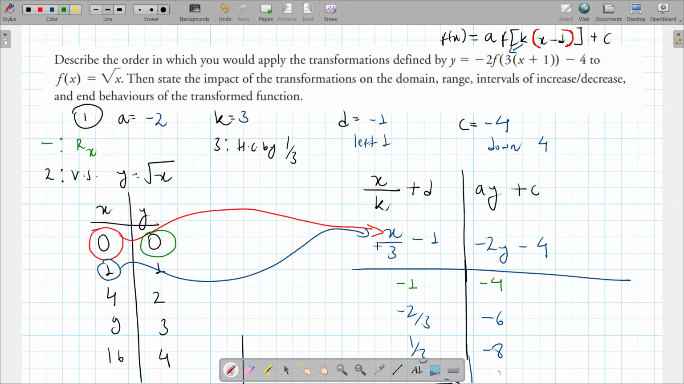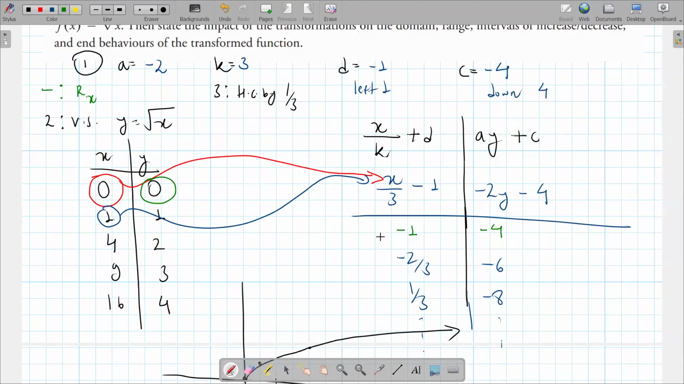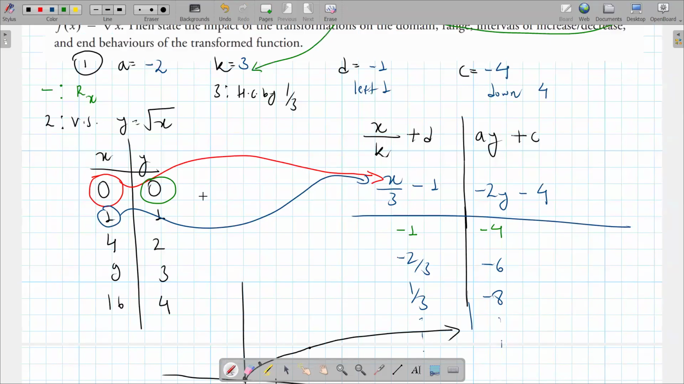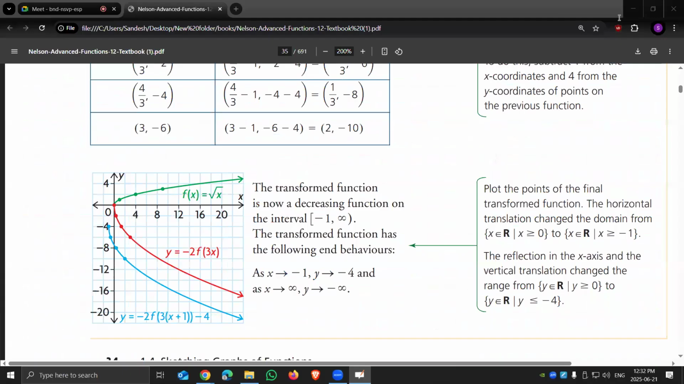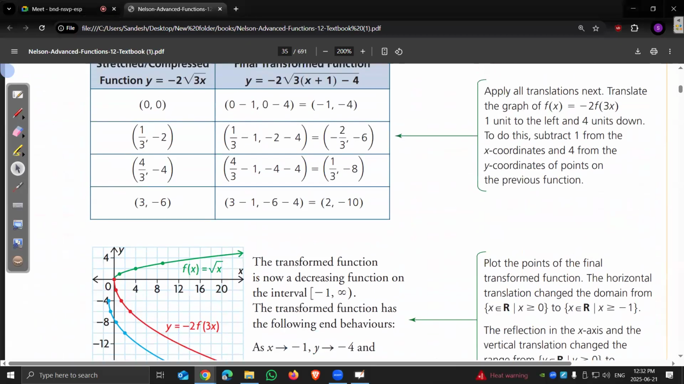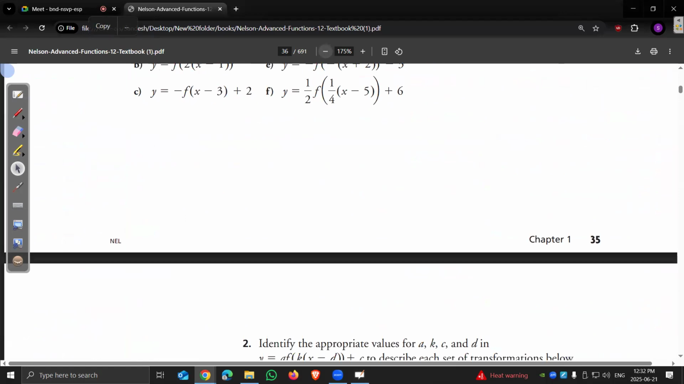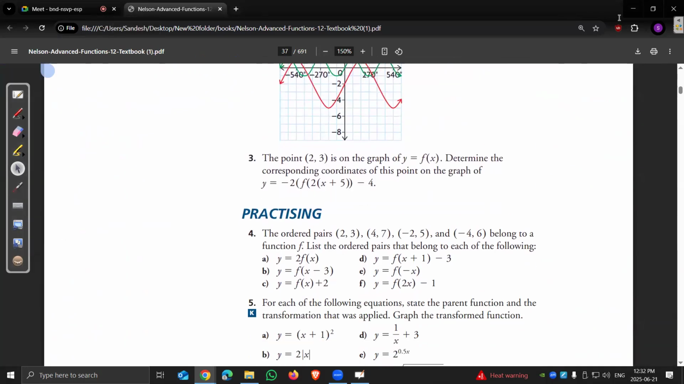Did that make sense? So transformations, the steps: make sure it's in the right format to see your AKDC. Once you have your AKDC, it's just a matter of creating 2 tables. The first table is just the parent function. The next table is the point mapping rule. Once you have this, it's pretty simple from there. That made sense, yeah? Is this difficult? No, it's not.